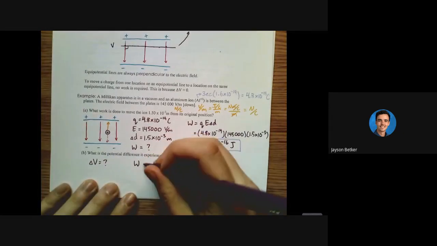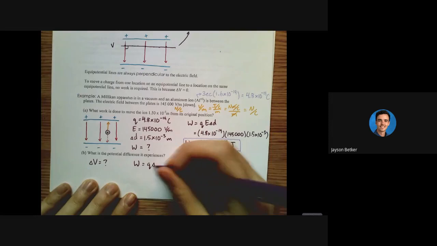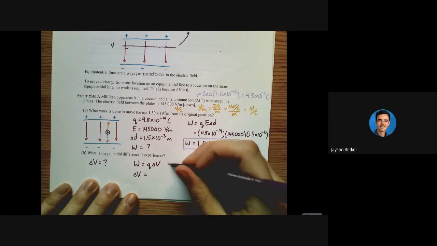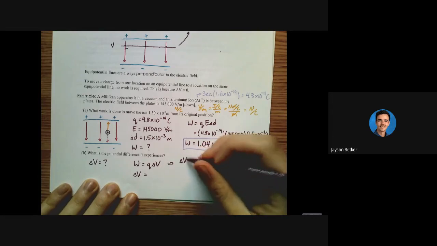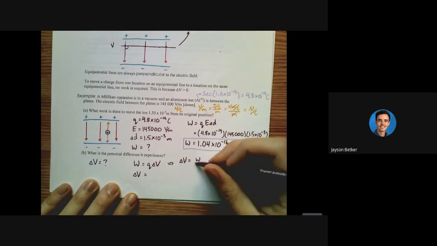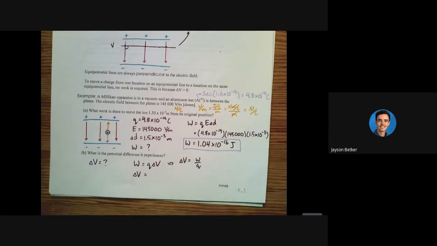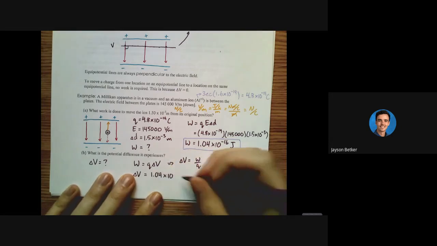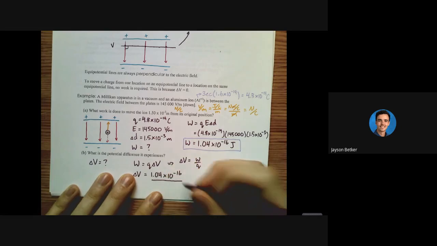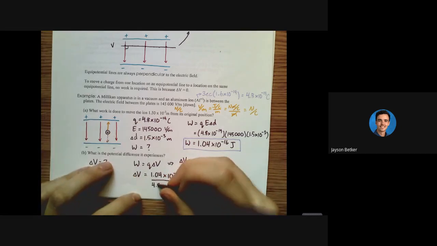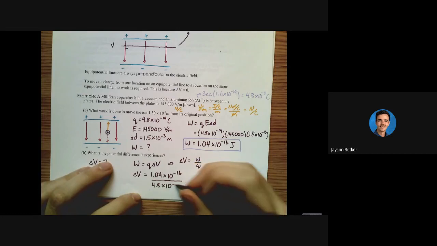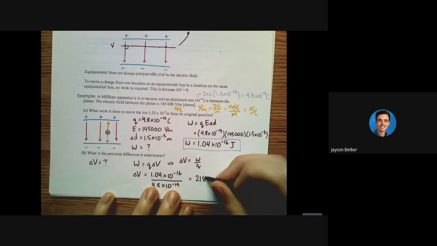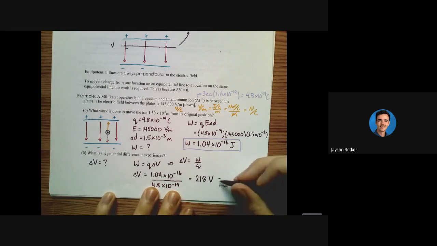So work, we just calculated, is equal to Q times delta V. So delta V is equal to, just so we're all aware, if I'm trying to find delta V, it's going to be work divided by Q. So work is 1.04 times 10 to the negative 16, and my Q is 4.8 times 10 to the negative 19. And if I do that, I should get 218 volts of potential difference.